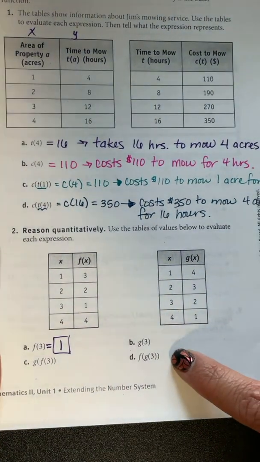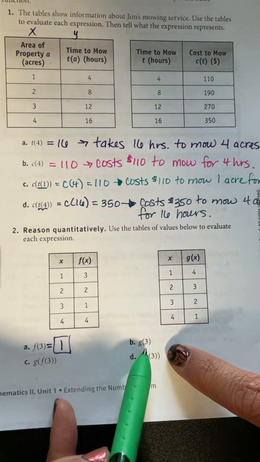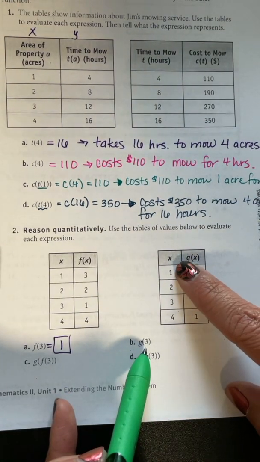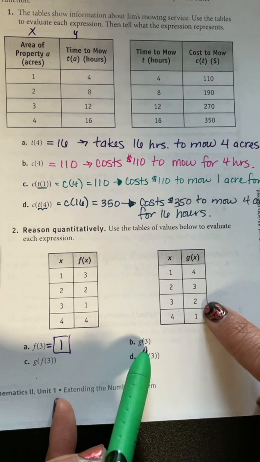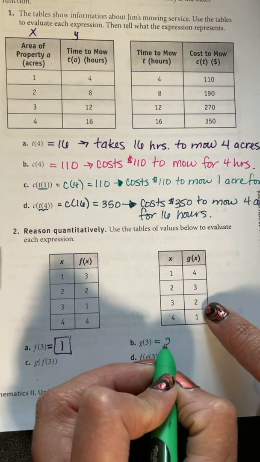Letter B, g of 3. So now we're looking at the g function. G, the input is 3. The output is a 2.